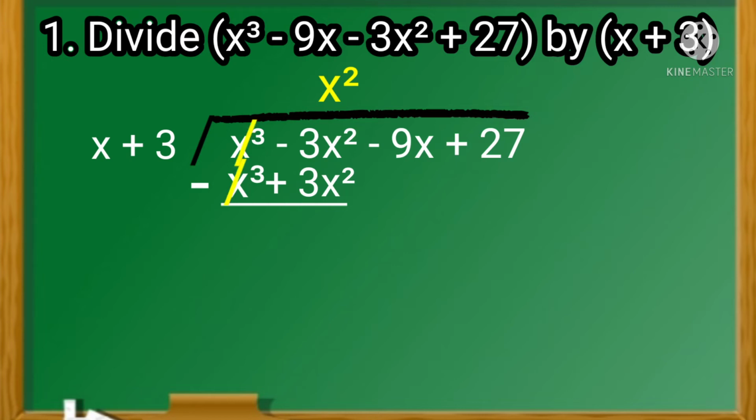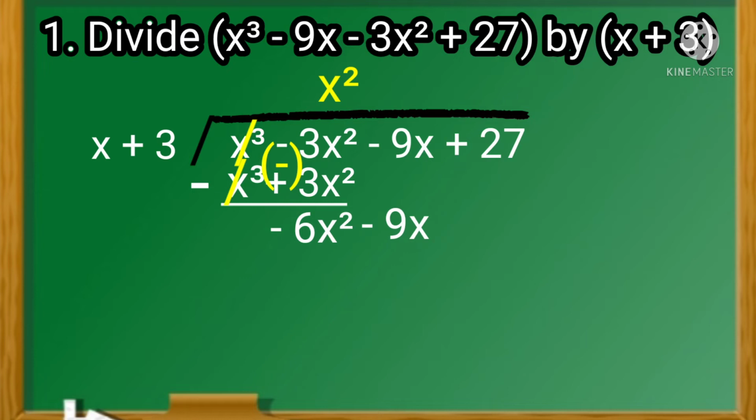Then positive 3x squared will become negative 3x squared, because we will change the sign of the subtrahend. So we have now two negatives. So since they are the same signs, we will add 3x squared plus 3x squared, that is negative 6x squared. Then bring down negative 9x.